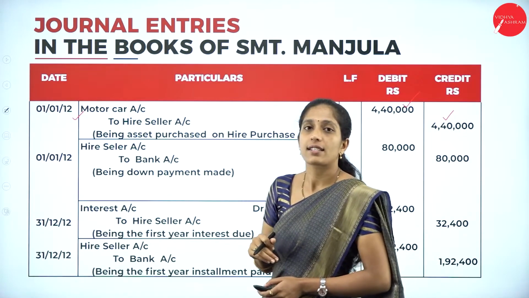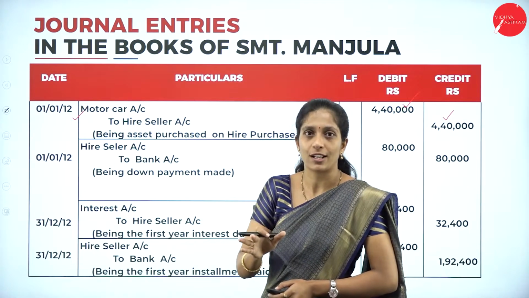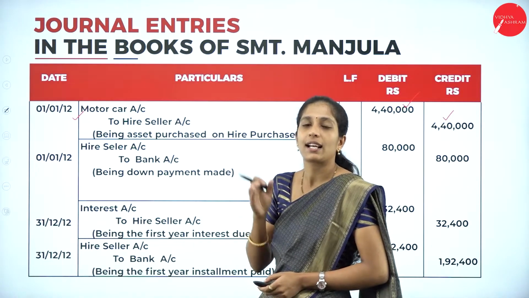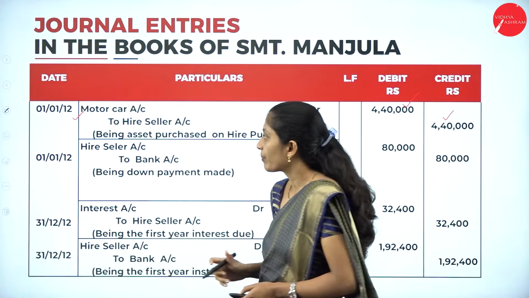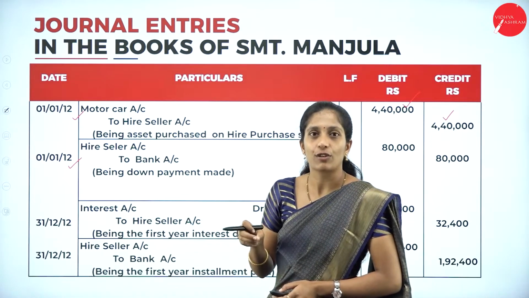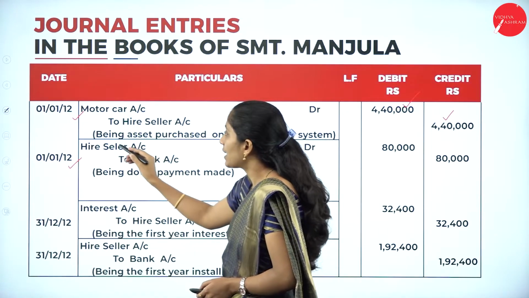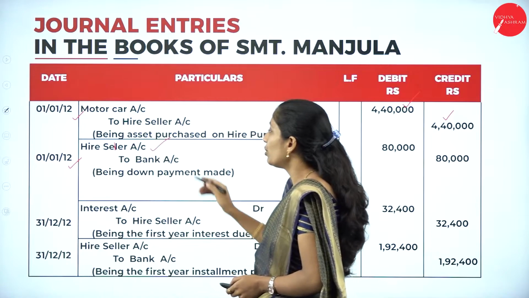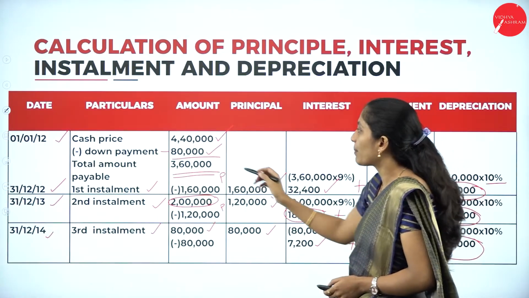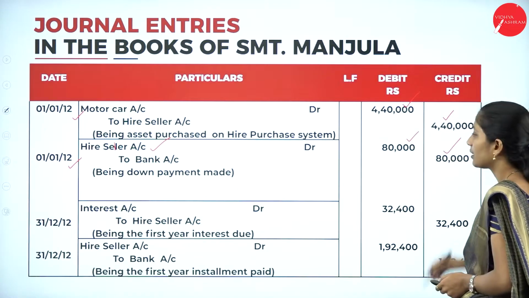Next, second entry. Second entry is for what? Making the down payment. She has paid some amount as down payment, right? For the hire seller. So hire seller account debit to bank account. On 1/1/2012, the same date, that is on the date of delivery of the asset, she is making the down payment. Hire seller account to bank account, being the down payment made. Now what is the down payment made? That is 80,000. Record that amount, 80,000.